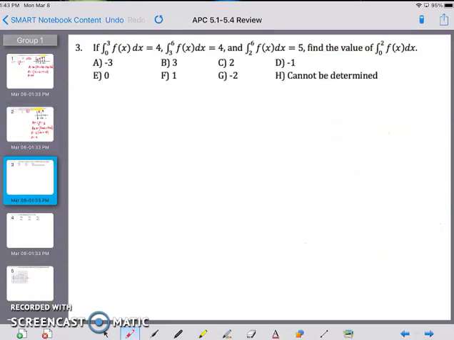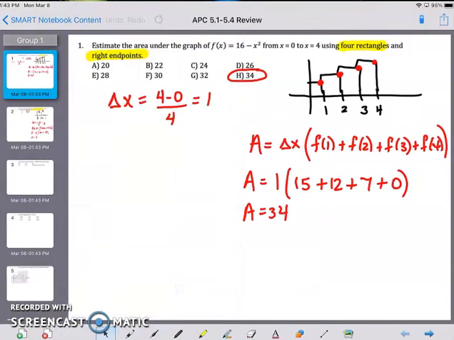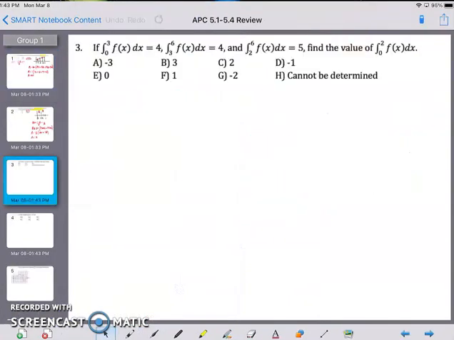Problem number 3 says if the integral from 0 to 3 of f of x dx is 4, the integral from 3 to 6 of f of x dx is 4, and the integral from 2 to 6 of f of x dx is 5, find the value of the integral from 0 to 2 of f of x dx. Okay, well, basically I'm trying to use the given information to figure out the integral from 0 to 2.